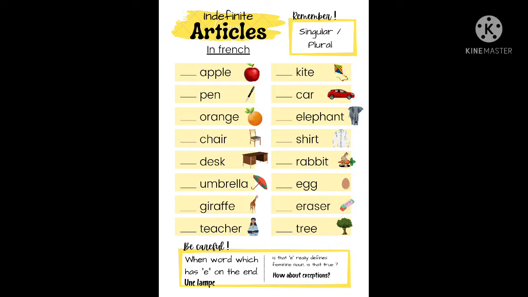Similarly, in French we have three. First of all, these are divided in two categories: singular, and plural. The three articles which we have in French are un, une, des. Now we will be learning about them one by one. So let's begin.